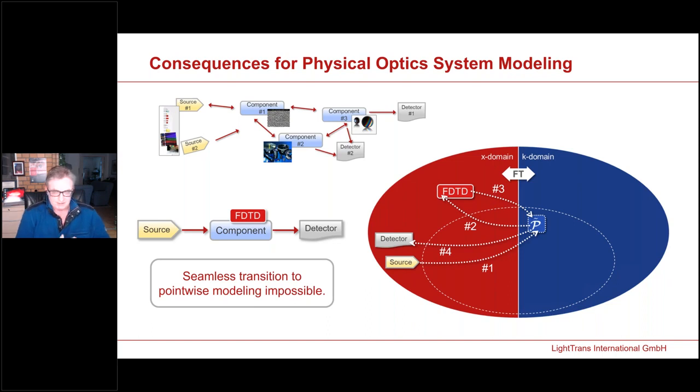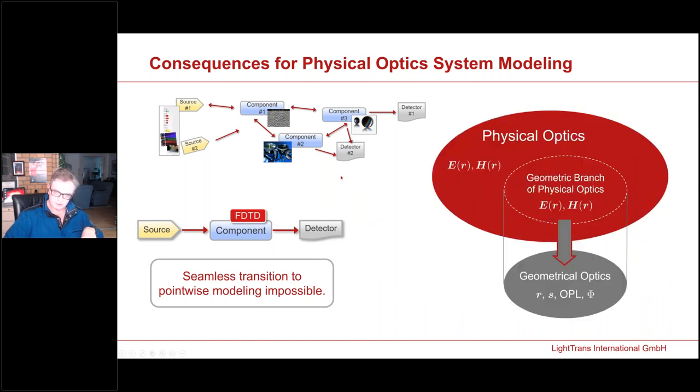We don't have any kind of forward way because the whole thing is still not pointwise. So it's not a seamless transition to any kind of pointwise thinking and later to a geometrical optics mode of operation. So that doesn't help us. So we must do the next big step.